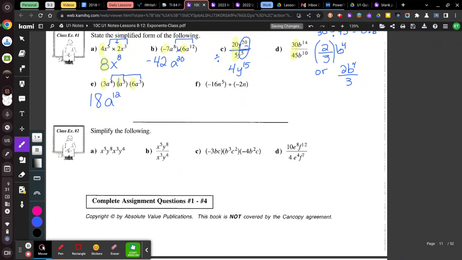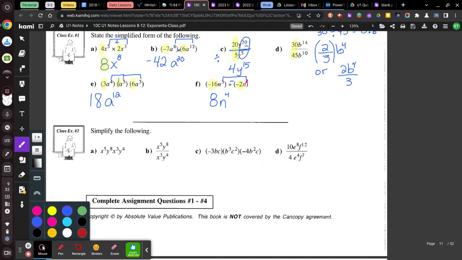So 18A^12. Letter F, we're dividing, so we're going to divide the coefficients, but subtract my exponents. Now don't forget, put in your hiding ones. I've got a hiding 1 on that n on the end there. So when I divide my coefficients, I'm going to end up with positive 8, because I end up with 2 negatives dividing to give me a positive. And then I have n^4, because you've got 5 subtract 1. So 5 subtracting 1 right here. You're subtracting those. Okay?